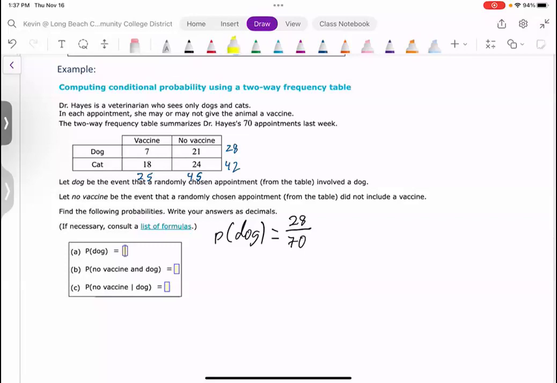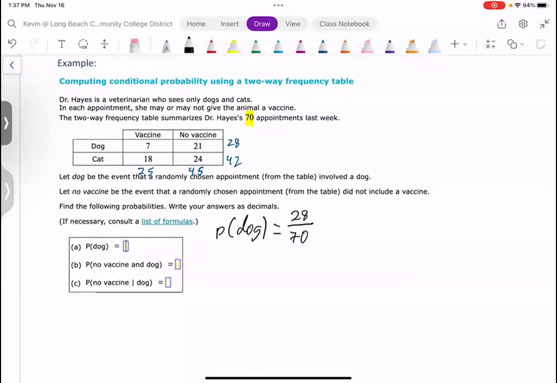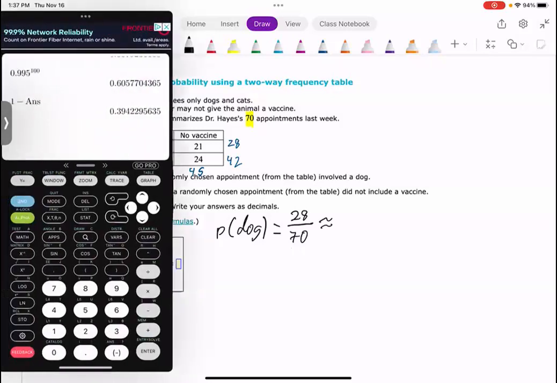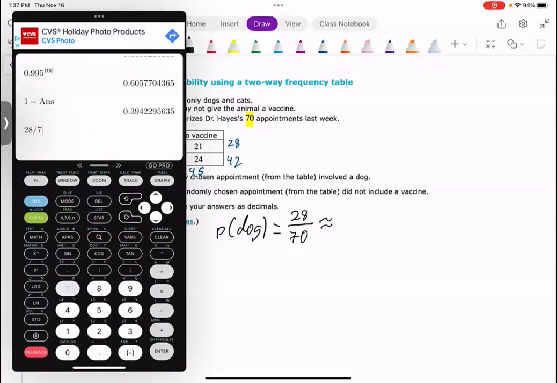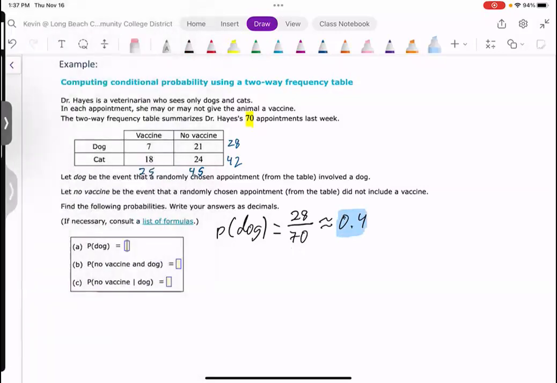Right, that was given to us up here, 70. Or you can add everything up, of course. And they want the answer as a decimal. So 28 divided by 70. About a 40% chance that we will be selecting a dog if we randomly select one of these. This was part A.